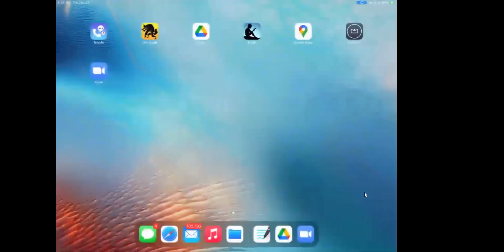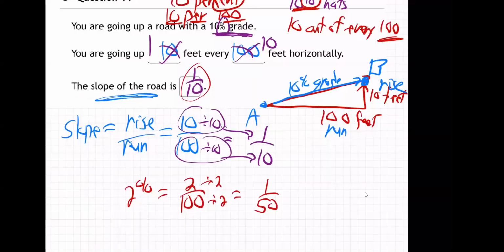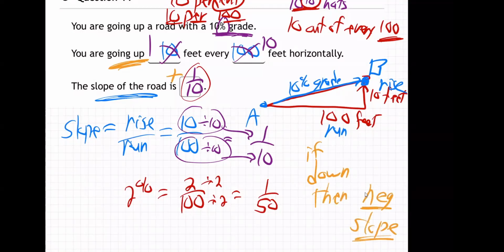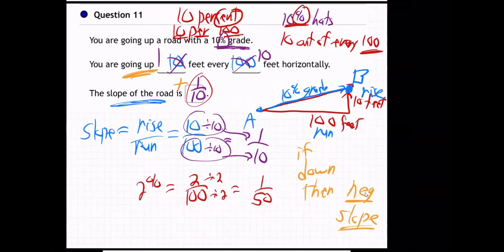Thank you. Yeah, so let me go back to my iPad screen and mention if it's going down, you got to pop in a negative. Yeah, mine said going up, so mine was positive. But if yours says down, so I'll say if down, then negative slope, right? So if yours says going down, then it's a negative slope. Mine was going up. Yeah, good question on that.